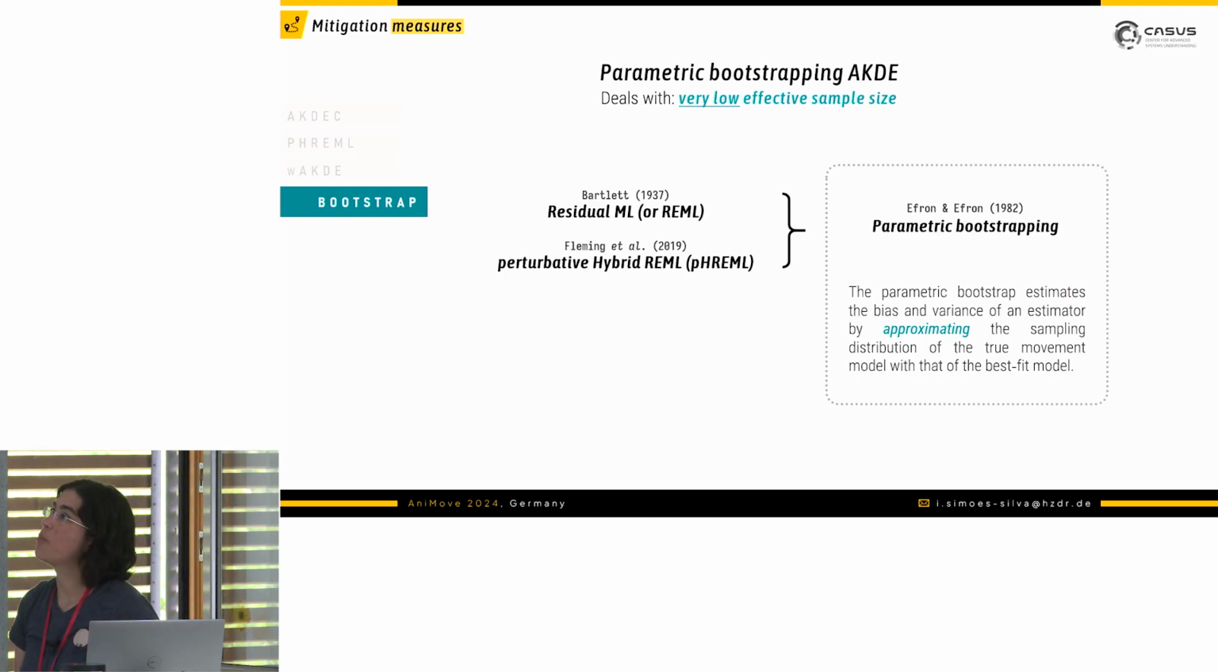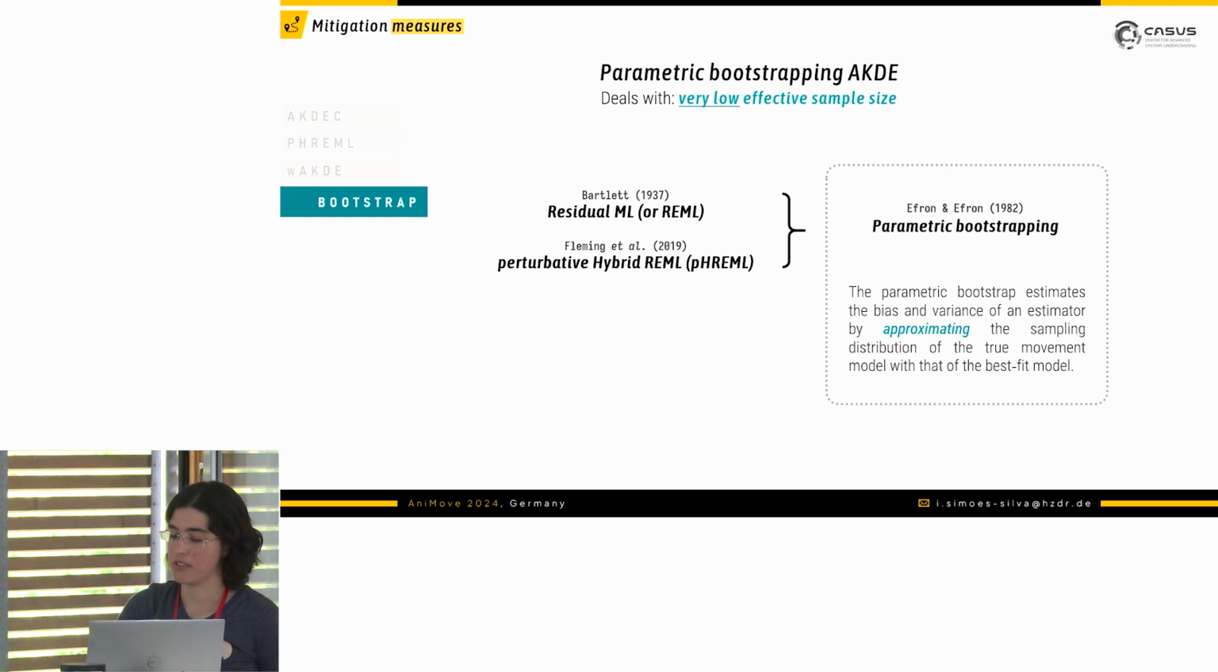Okay, there's a final one which is related to very low effective sample sizes. It's a correction that you only really apply if you're in that case of the Mongolian gazelle, right, of the 1 or 2 effective sample size, or maybe below 5 is usually the cutoff here. It's going a bit beyond this perturbative hybrid residual maximum likelihood correction and going into parametric bootstrapping. Essentially, we try to approximate the sampling distribution to the true fit, to the true best model.